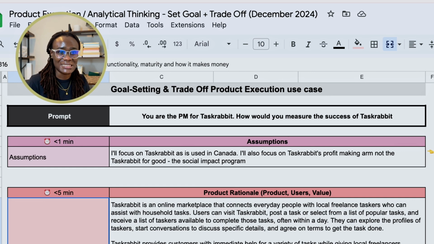Like, why does this product exist in the first place? Touching on where you think it is on the maturity life cycle, what are the competitors, the company's unique advantage, how the product generates revenue, and those kind of things that will set the context for why we are even considering an improvement on this product in the first place.